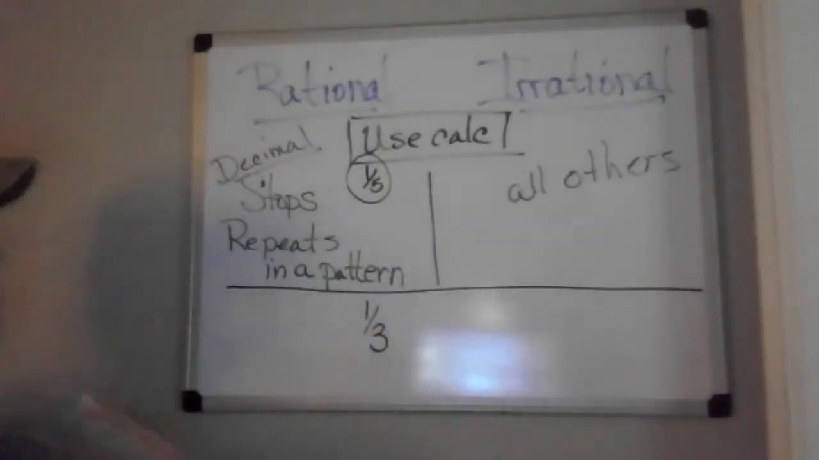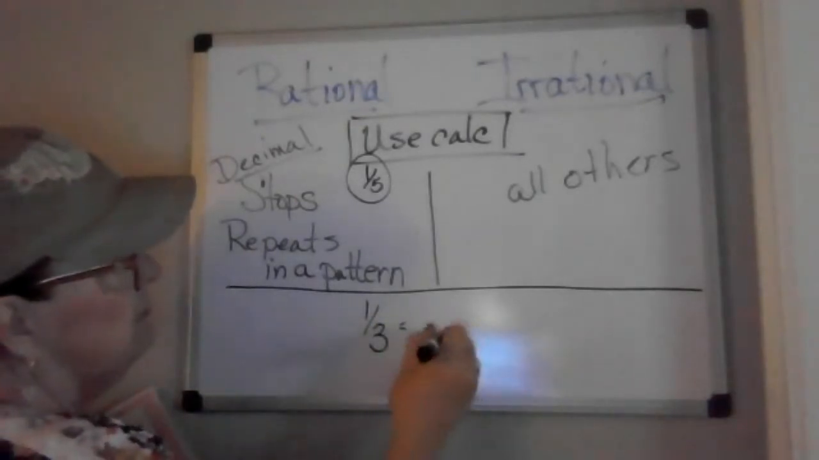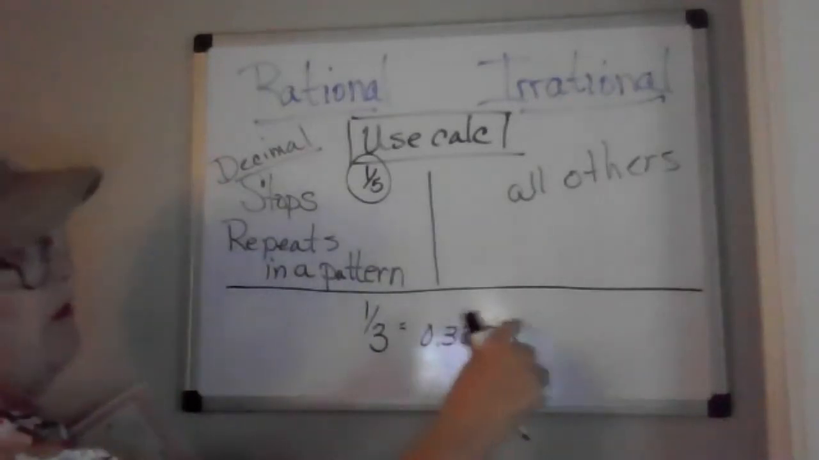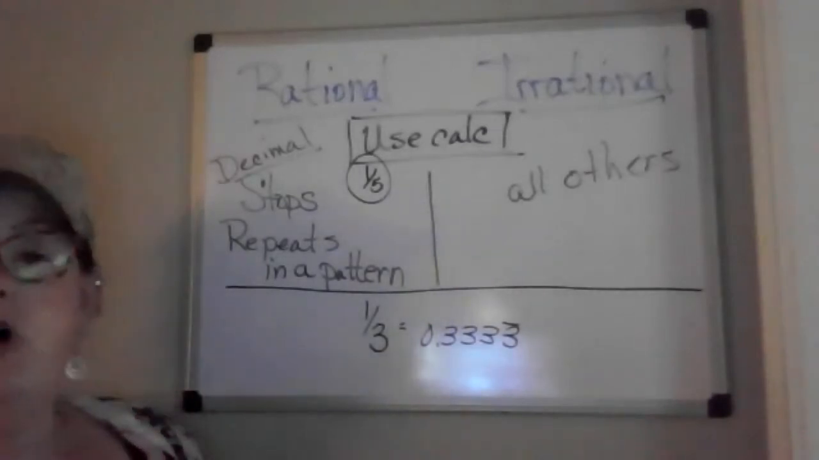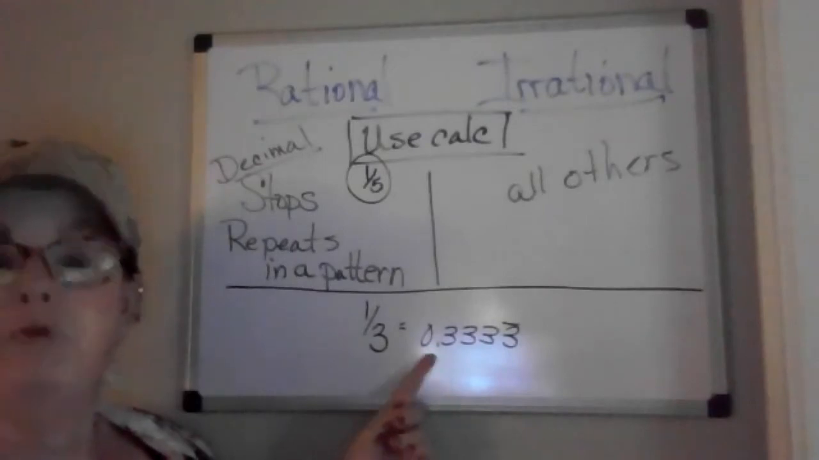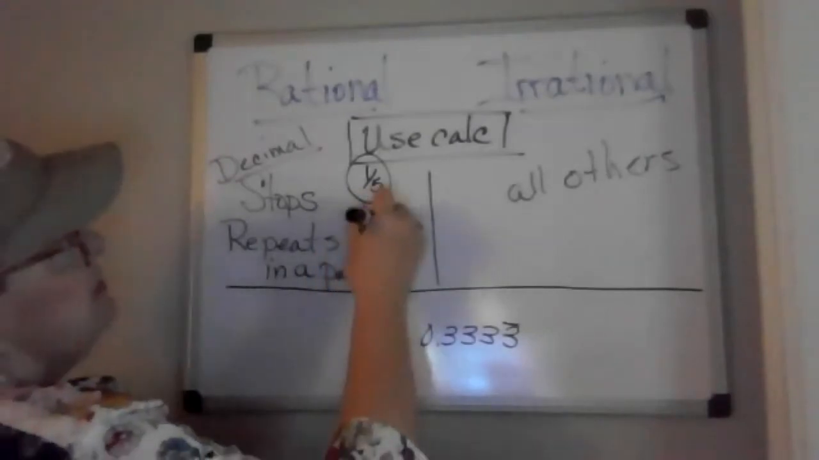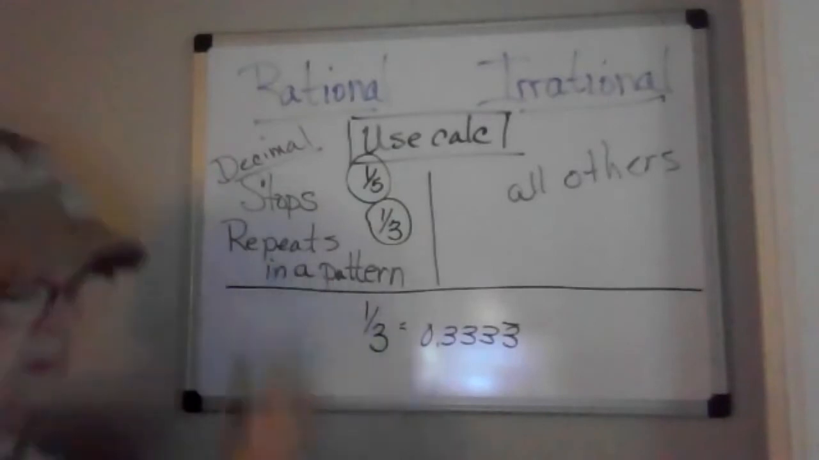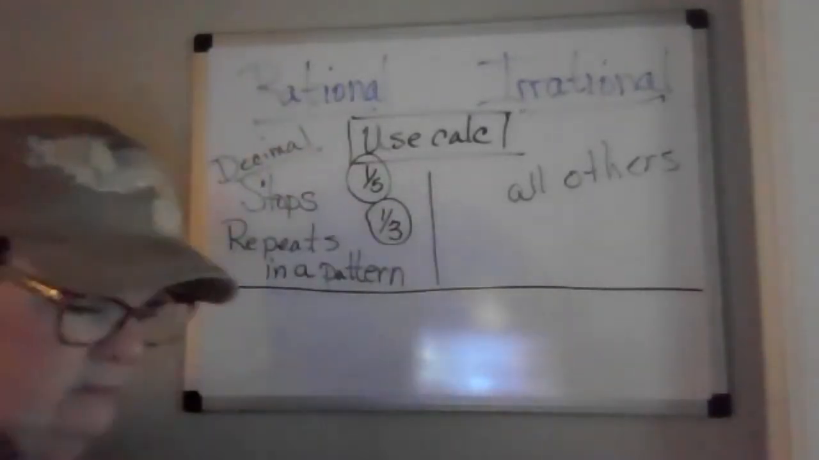What does it come out to, Sherry? 0.3333 and it keeps going. The line above the 3 means that it continues on with 3s. So this repeats in a pattern, right? Yes. And if it repeats in a pattern, guess what? It is rational because it repeats in a pattern. Y'all see? Let's do one that's irrational.